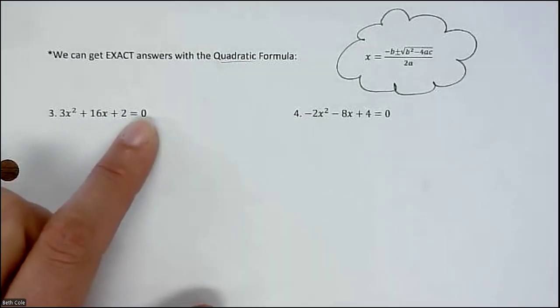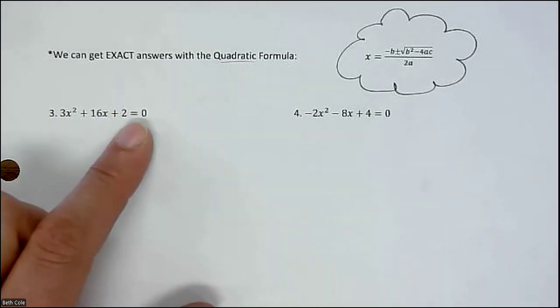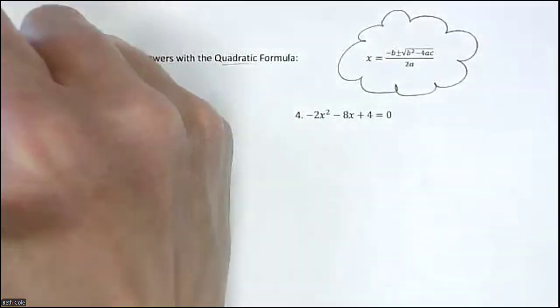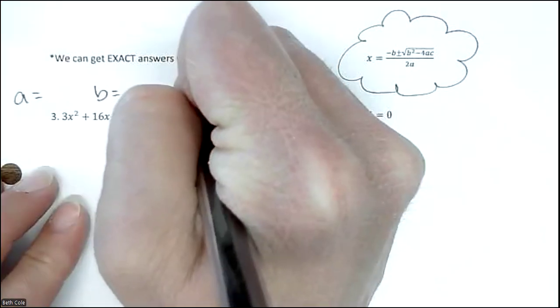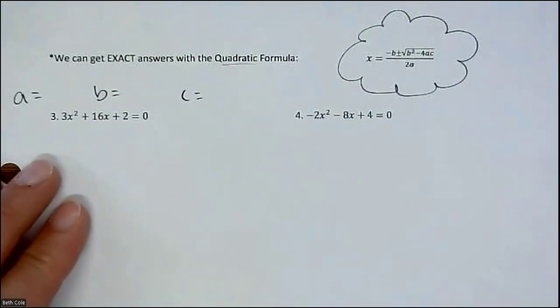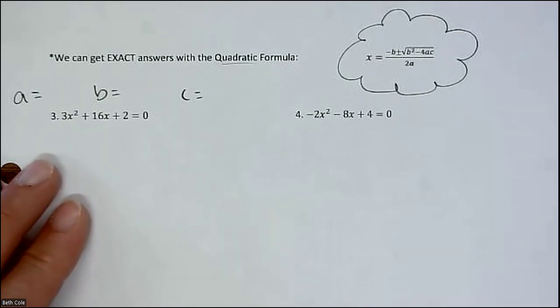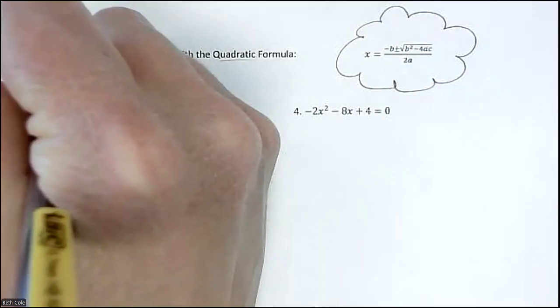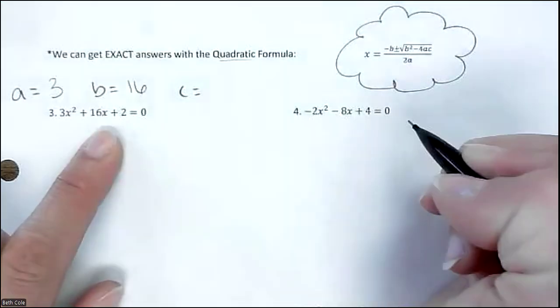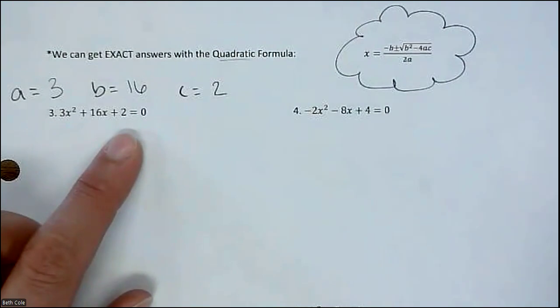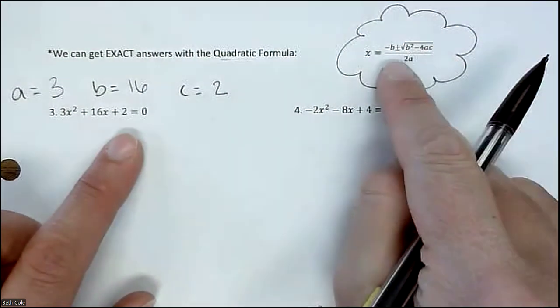Now, the first thing is you need to make it equal 0. Does this one equal 0? Great. Please write out what A, B, and C are. Do not skip this step. People mess it up because they skip that. And if you come up to ask for help for your classwork, do not come up here without A, B, and C written down, okay? At least do that. A is 3, B is 16, C is 2. That's it. Okay, now all you have to do is be able to read and plug numbers in.